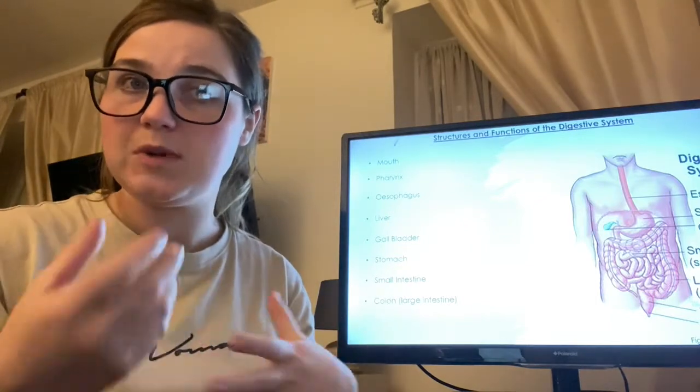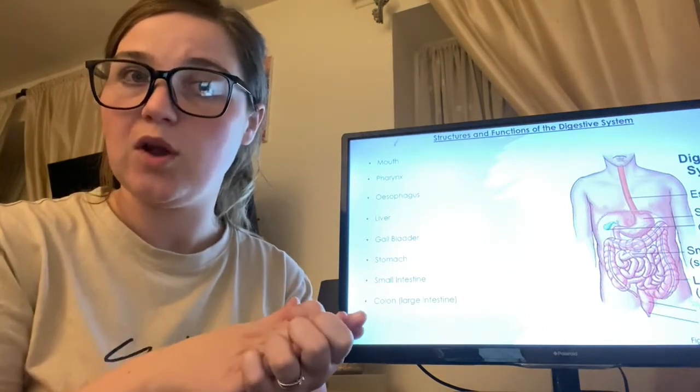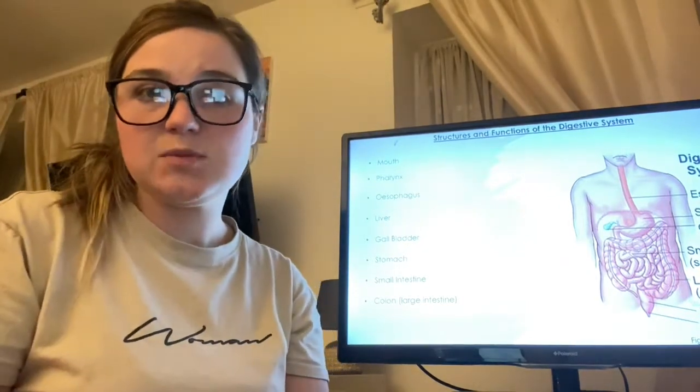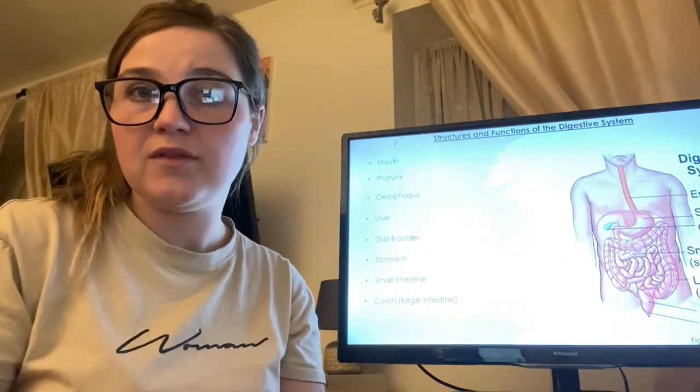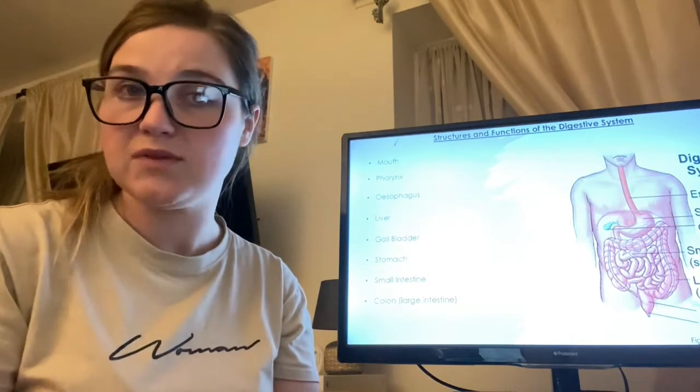So once all the nutrients have been absorbed, the leftover residue is passed through the small intestine and moves into the colon, also known as the large intestine. Now, shorter than the small intestine, but a lot thicker, the function of the large intestine is to absorb vitamins, convert food into feces, and remove water from the feces.